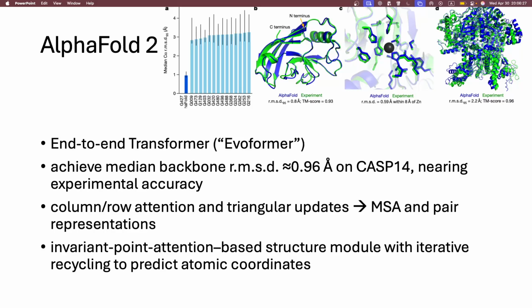So here it introduces EvolFormer, an end-to-end transformer. It's two transformers that talk to each other. I'll get to that. It achieved a median backbone RMSD of 0.96 Å, not percent. Å is a specific unit here. It's a score of the loss, and it's good.